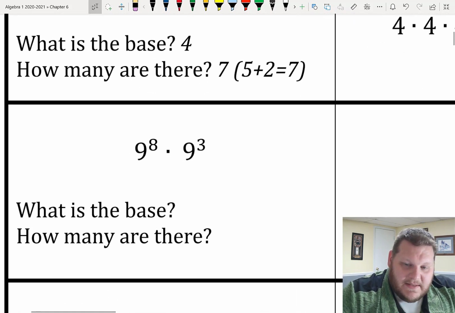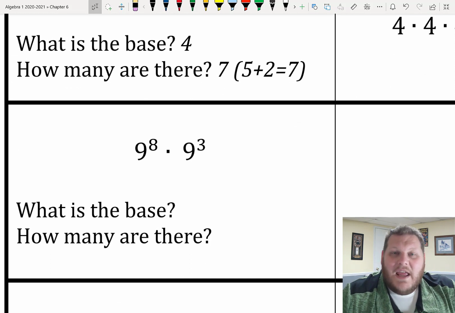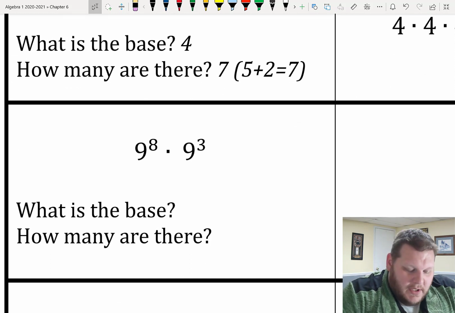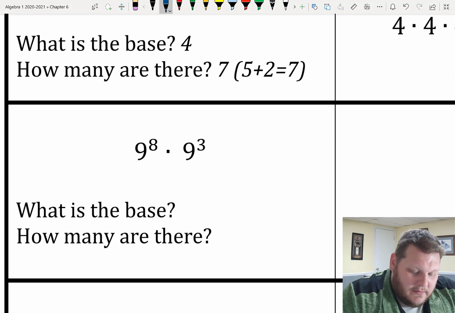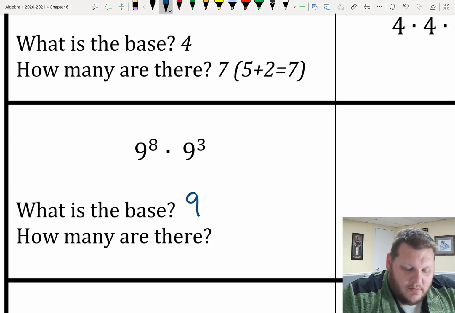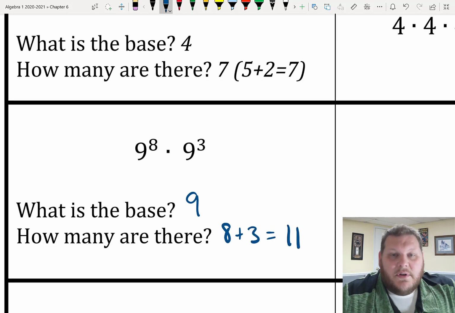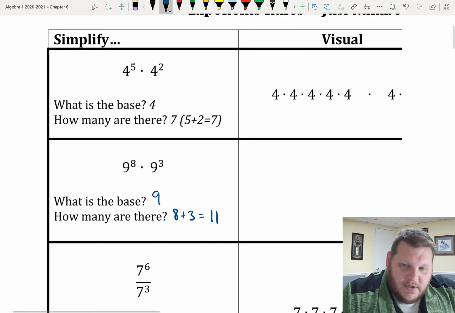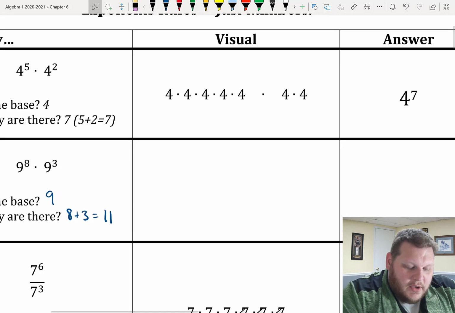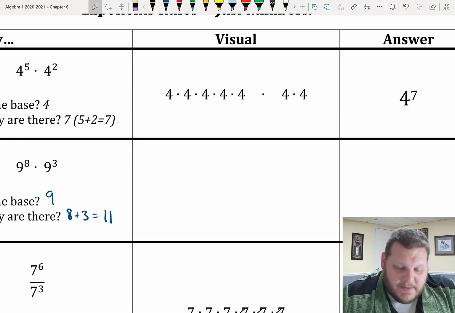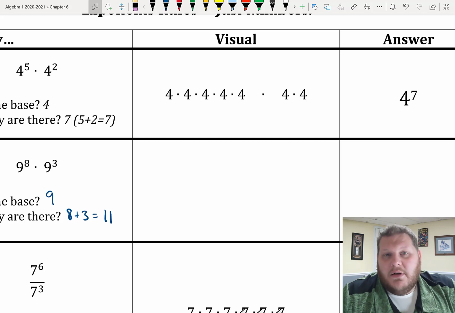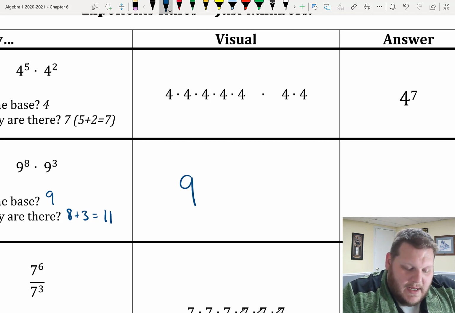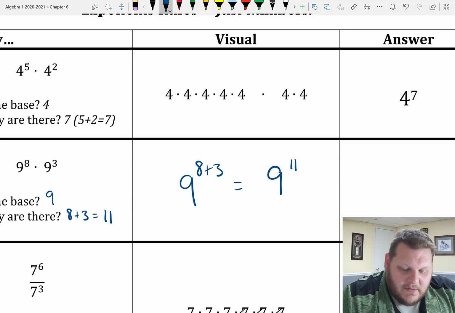So without having to expand stuff out, we can do this next problem. 9 to the 8th power times 9 to the 3rd power. My base here is positive 9. How many are there? Well, there's 8 in the first, 3 in the second, so there are 11 total. Those are my exponents on 9. The way that I would usually show my work here, you don't have to necessarily write those answers in every time you're doing these problems, I would rewrite 9 to the 8th power times 9 to the 3rd power as 9 to the 8 plus 3 power, which gives me 9 to the 11th. And that is my answer.